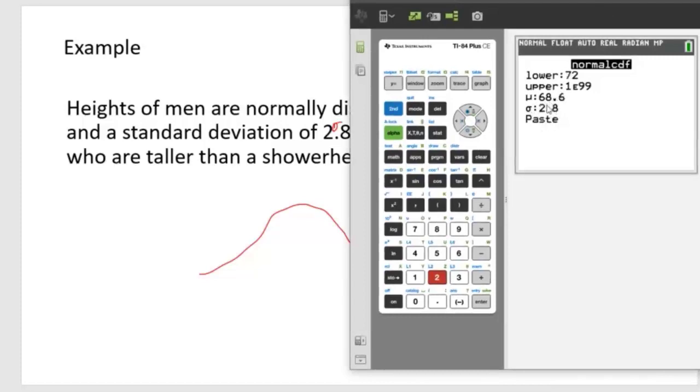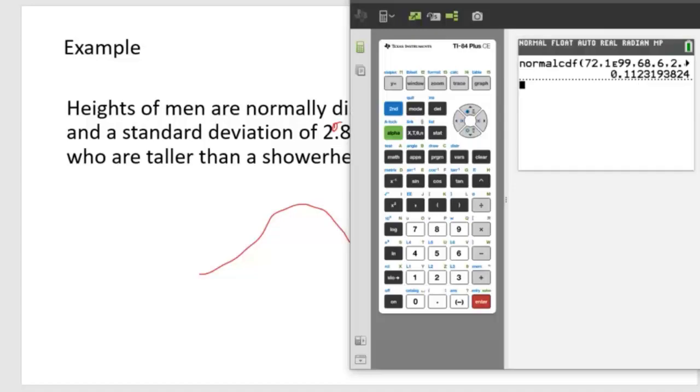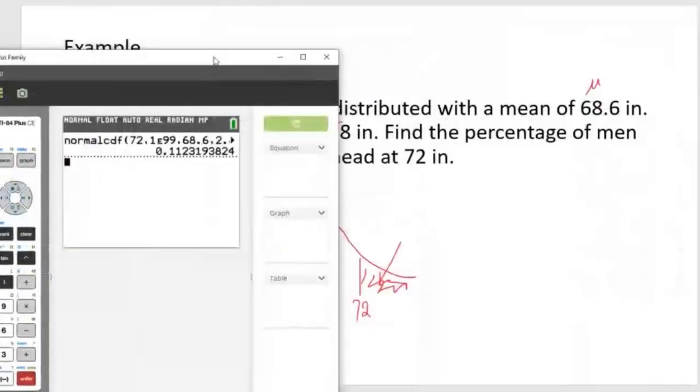In all of our last lesson, we just left these values at 0 and 1 because that was a standard normal. But now we adjust those. And we find that it's approximately 0.1123.